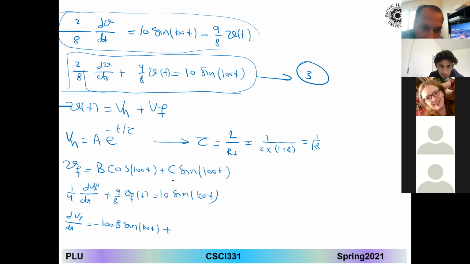plus the same thing, and here's the c and sine should be 100c, and this one cosine 100t. Okay, and then we have the second term. You multiply this one by 1/4. So basically we have 25 and 25. This is the first part. The second part will be 9/8 times VF, and then you add cosine components together and sine components together.